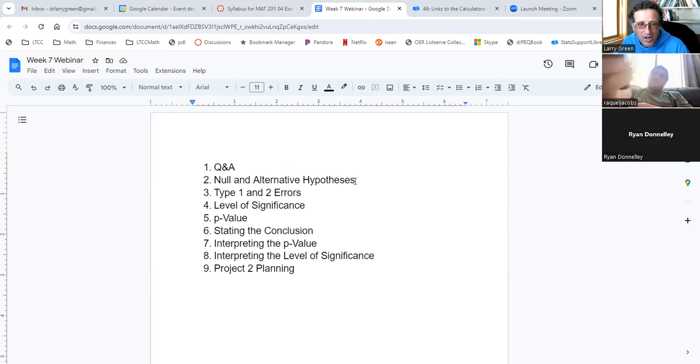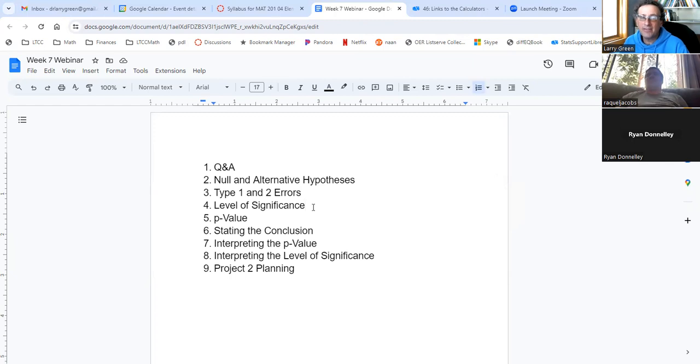So we'll start out with the very first step, and that is decide on the null hypothesis and alternative hypothesis. Then we'll say, well, what are the errors? What bad things can happen if you end up with an error? And there's 2 errors, and one is called a type 1 error. The other is called a type 2 error.